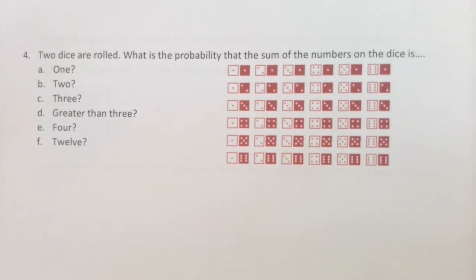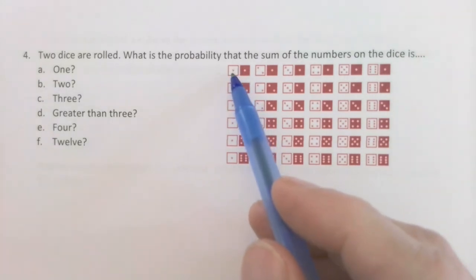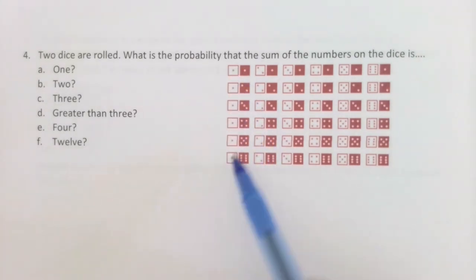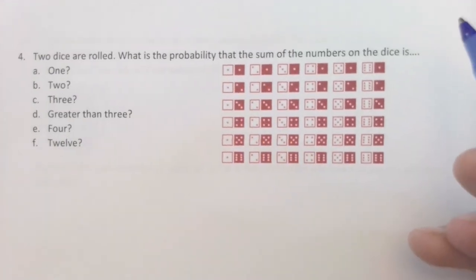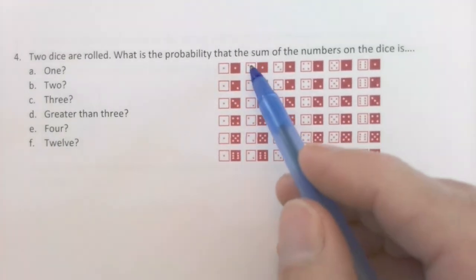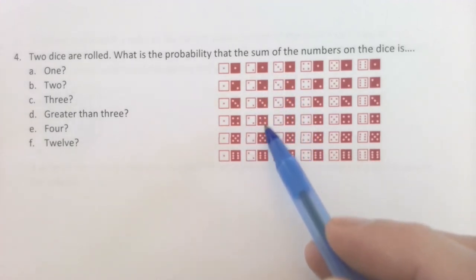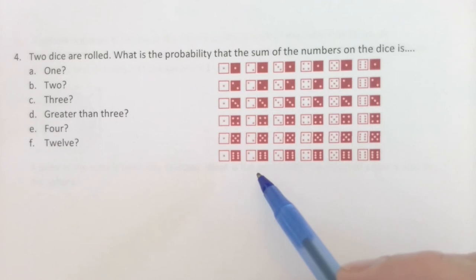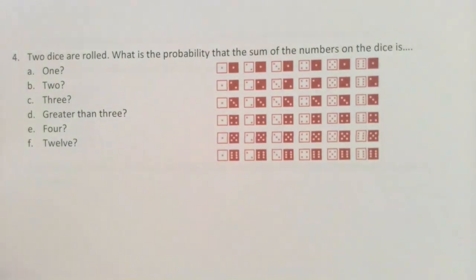If you were trying to organize this for yourself, you could say in this column, the white die always has a 1, and the red die toggles from 1 to 2 to 3 to 4 to 5 to 6. In the second column, the white die has a 2 every time, and the red die toggles from 1 to 2 to 3 to 4 to 5 to 6. As you can see, we end up with 6 rows and 6 columns, and 6 times 6 is 36. All right, let's go through these kind of quickly.